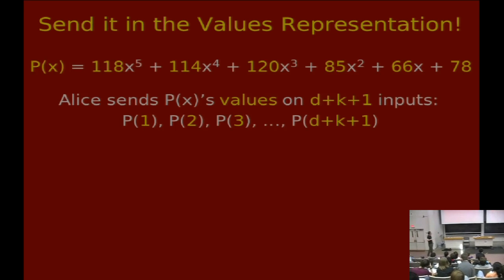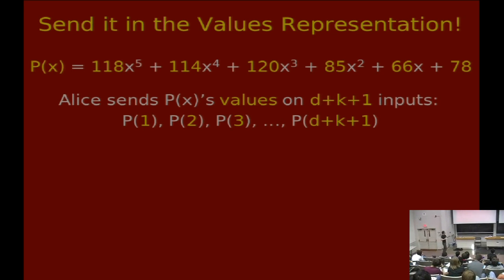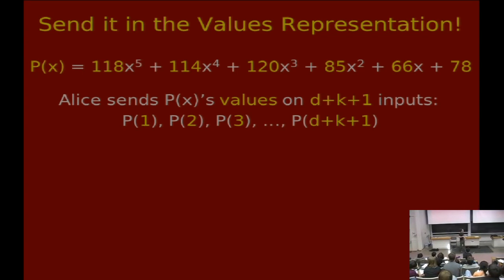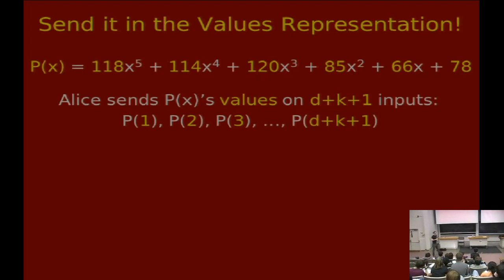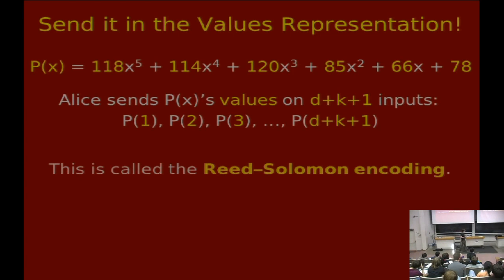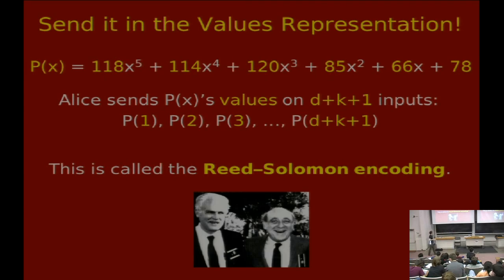More precisely, she wants to send d plus k plus 1 symbols to Bob. So she just sends the value of this polynomial at the inputs 1, 2, 3, up to d plus k plus 1. So she sent some information about her polynomial, in fact redundant information, because she sent more than she would need in the values representation to recover p, although that's good because there's going to be some channel errors. This is called the Reed-Solomon encoding. It was invented by two ancient people called Reed and Solomon, Irving Reed and Gustav Solomon.